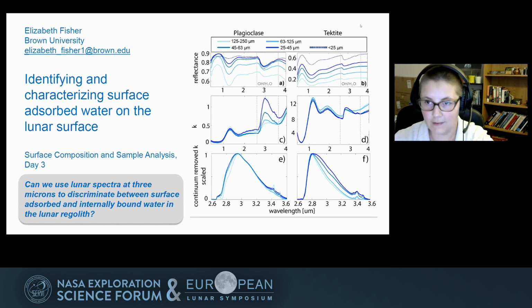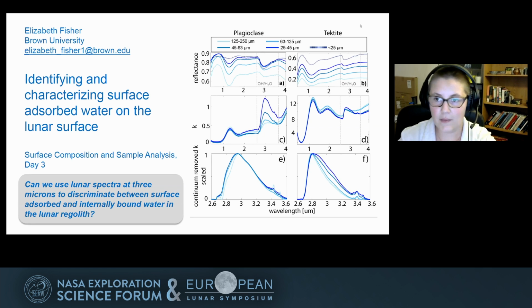The time scale of these variations implies that this water could be adsorbed, chemisorbed to grain surfaces, but it could also potentially be bound within grain interiors. So making that distinction would be fabulous.